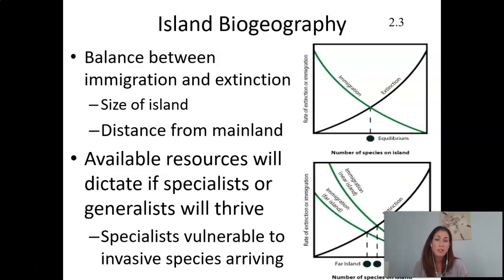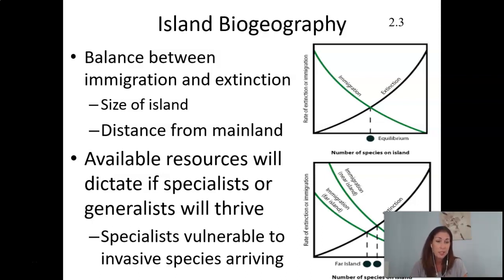Now, one of the key things that happens here is that how many resources are there are really going to be what determines if it's going to be specialists or generalists that survive. So if you have a very specialized habitat and you have a specialist that's in there and that's established, they're going to be fine unless you have a species that becomes a better competitor, an invasive species that comes in and outcompetes them.